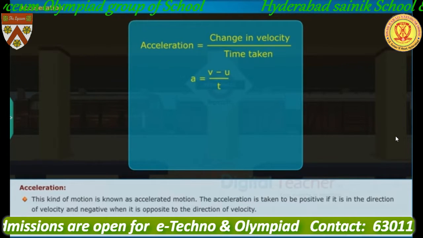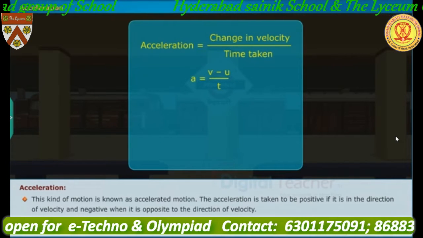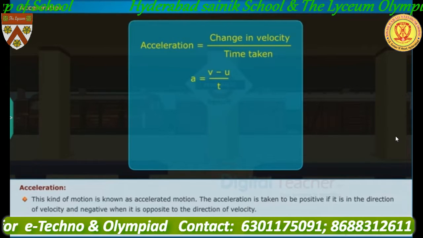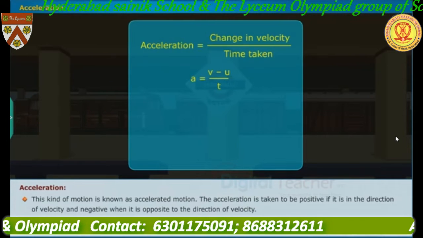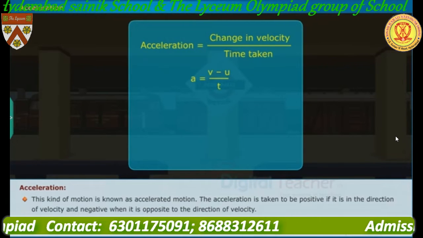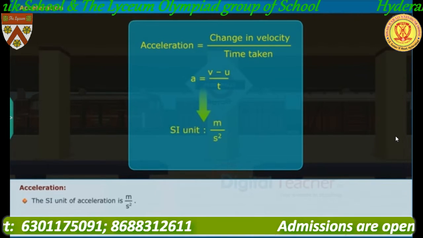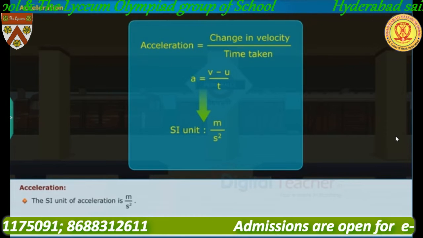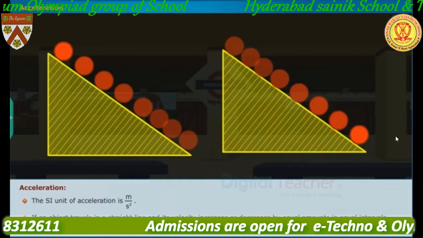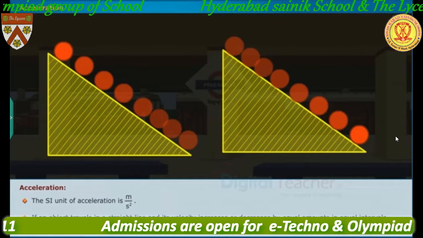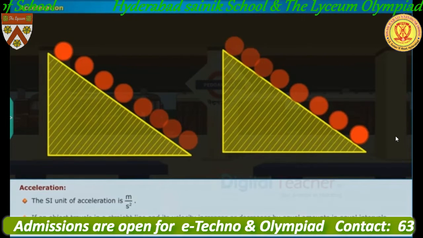The acceleration is taken to be positive if it is in the direction of velocity and negative when it is opposite to the direction of velocity. Acceleration is also a vector and is directed along the direction of change in velocity. The SI unit of acceleration is meter per second square. If an object travels in a straight line and its velocity increases or decreases by equal amounts in equal intervals of time, then the acceleration of the object is said to be uniform.